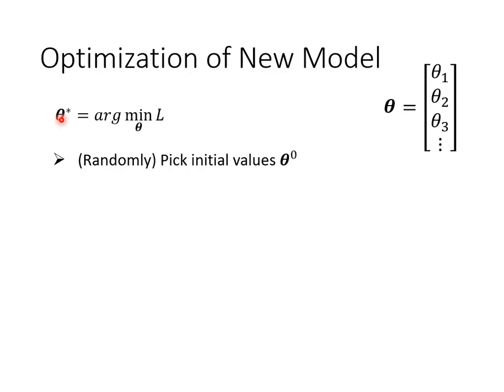Okay, how do you find the theta star? We have to randomly choose an initial value at the beginning. Here we call it theta 0. You can choose it randomly. Later in this lesson, I might also talk about it.